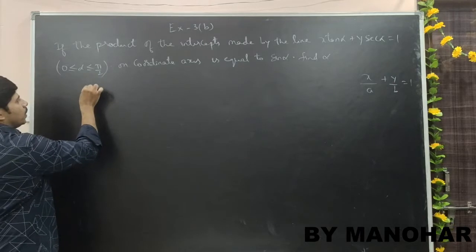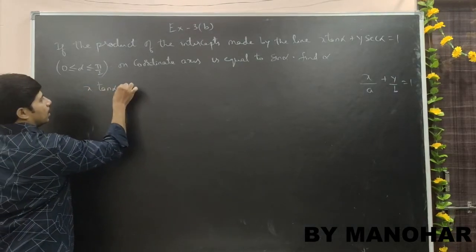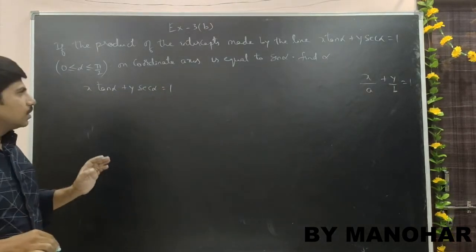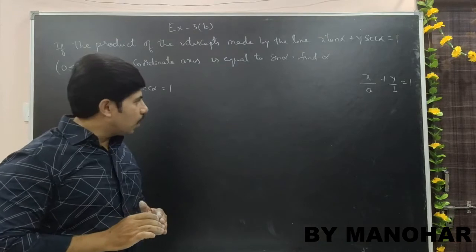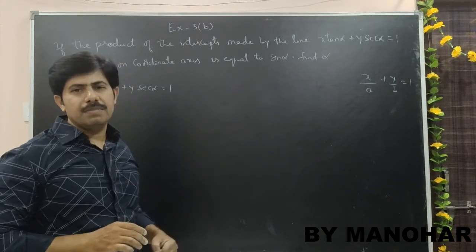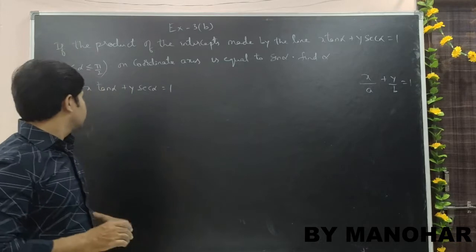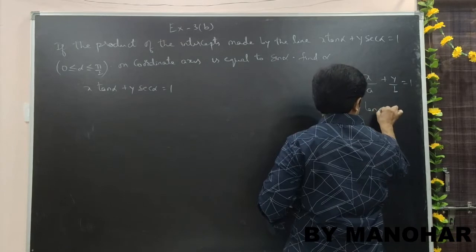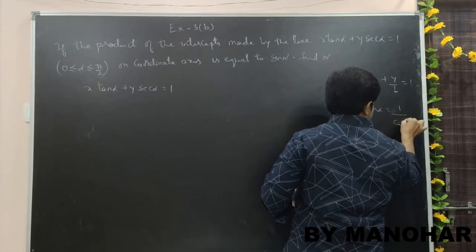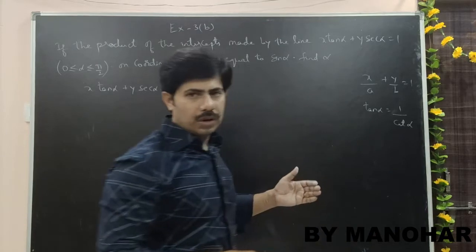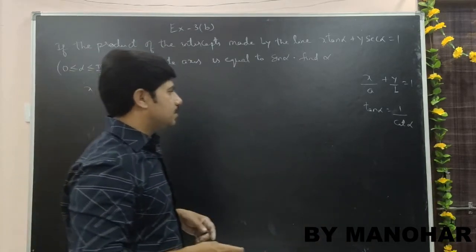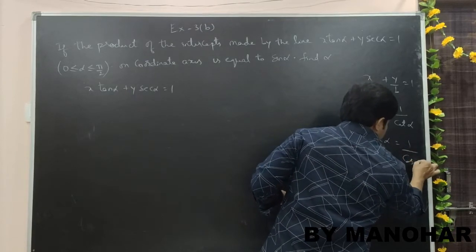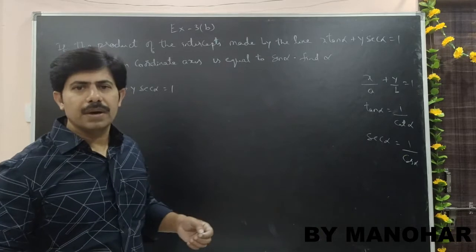Okay, so the given equation I'll write. So the given equation is x tan alpha plus y secant alpha is equal to 1. Okay, this is given to us. So now what I'll do is, in order to write in the form of x by a plus y by b is equal to 1, what I'll do is tan alpha. What is reciprocal of tan? Reciprocal of tan is nothing but cot. It is 1 by cot. And what is secant? Reciprocal of secant is cos. That means secant alpha is equal to 1 by cos alpha.